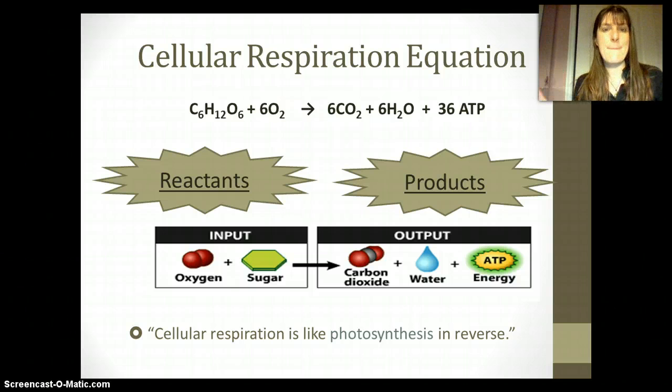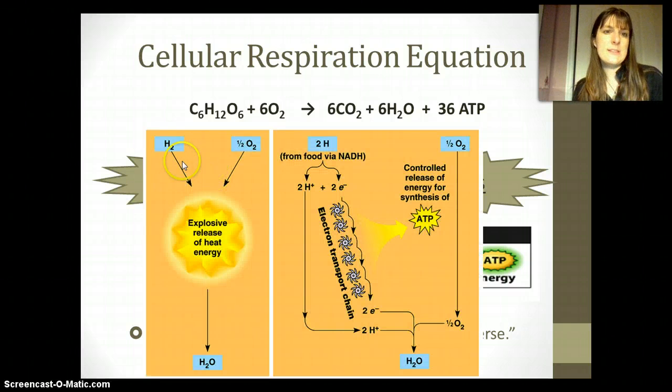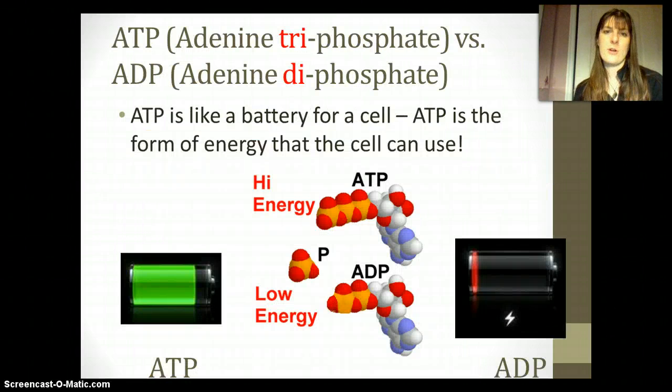Except if combustion just happens, you're going to burn up your cells, which is not what we want. So here we see if we just put these things together, we get this explosive release of heat. Instead, with cellular respiration, we're going to take things and really slowly change them so we can pull all of that energy out and use it, but in a form that's not going to explode our cells. That form is ATP. ATP stands for adenosine triphosphate.